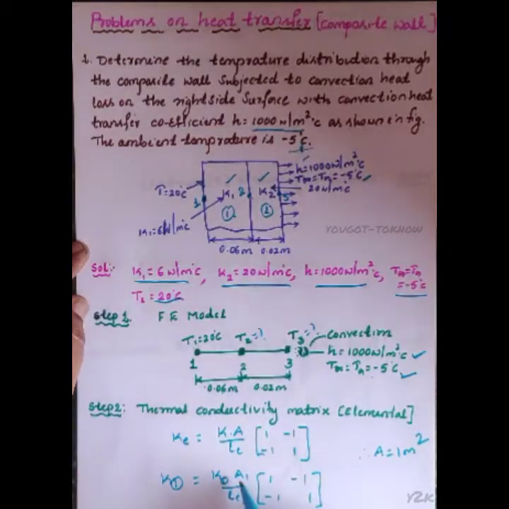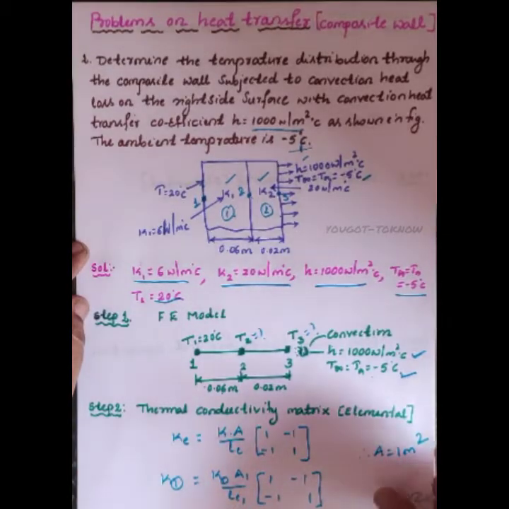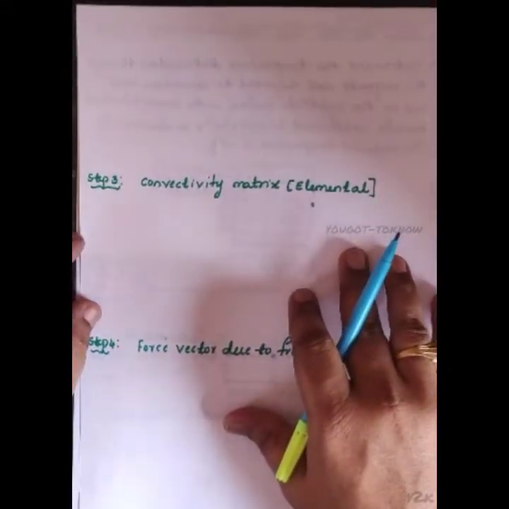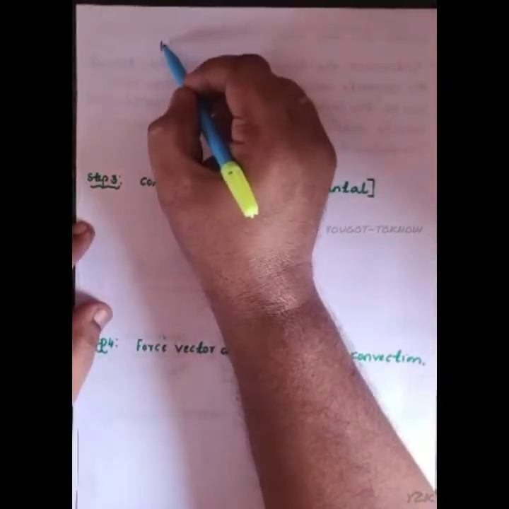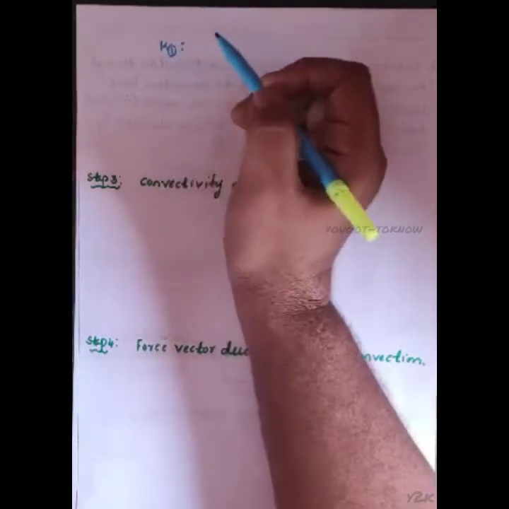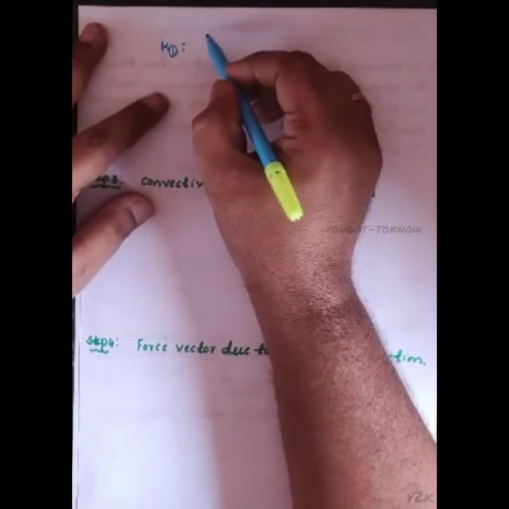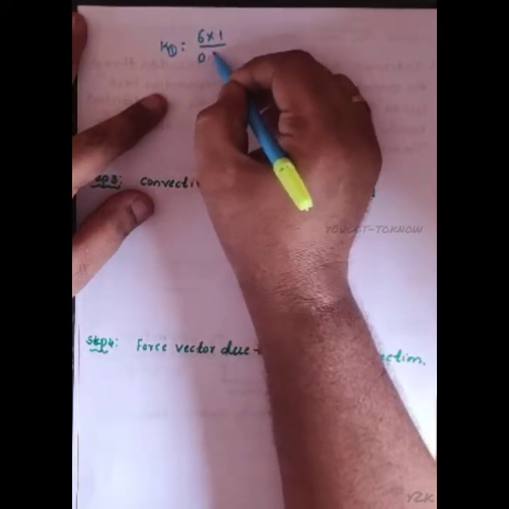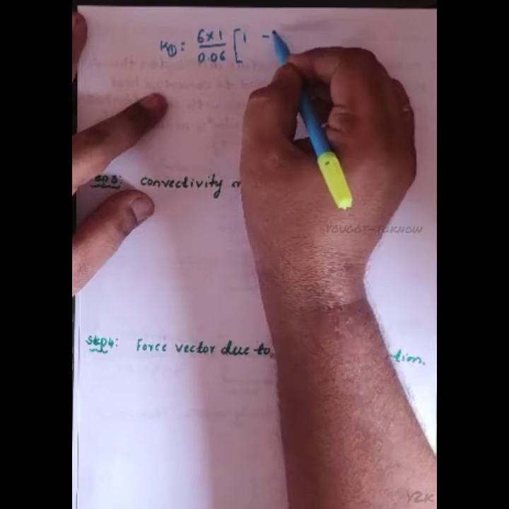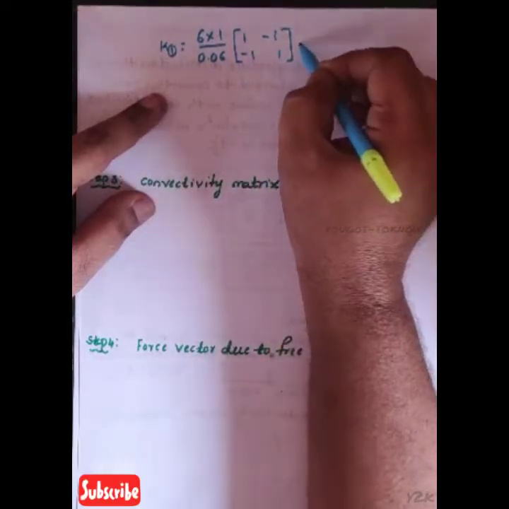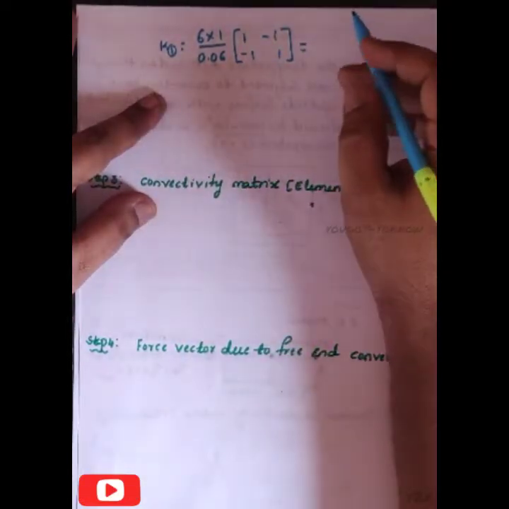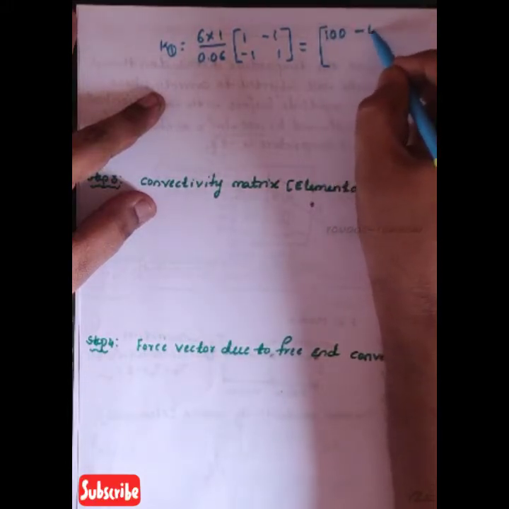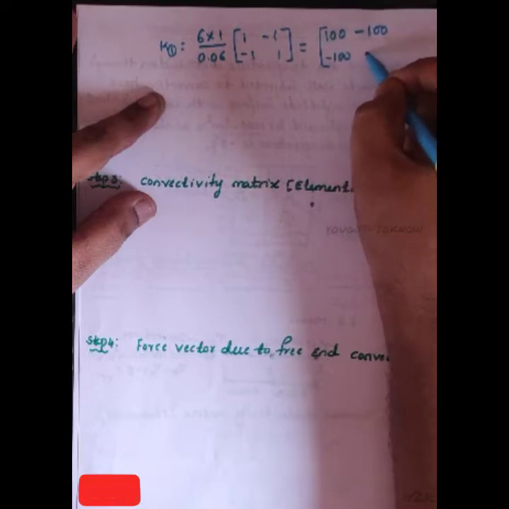Now K1 is given, A1 is given, Le1 is given. Calculate the first material's elemental stiffness matrix. K1 equals 6 into 1 divided by 0.06, times [1 -1; -1 1]. If you calculate it, 6 divided by 0.06 gives 100. So the matrix is [100 -100; -100 100].